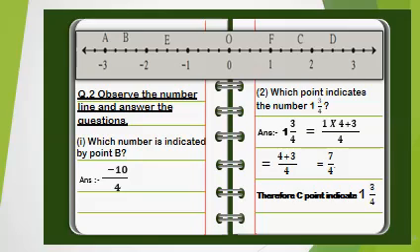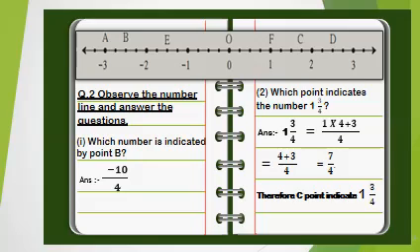That is the numerator. And what will be the denominator? To find the denominator, we will see the gap between 0 and -1. The gap is 1, 2, 3, 4. The gap is of 4 units. So our answer will be numerator -10 and denominator 4.